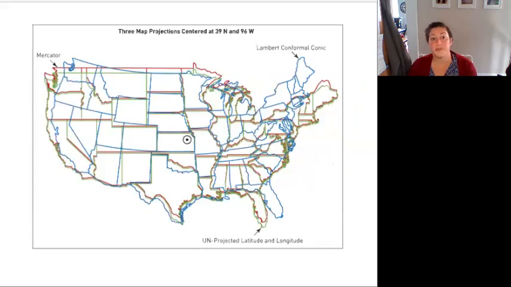Now this is 3 different map projections centered around this middle dot. And you can see when you're using the Mercator, it's a completely different shape and size than using something that's conic like Lambert. And then the green one is the UN projected latitude and longitude, and that also has shifted from the others based on the starting point or how it is projected onto a paper.